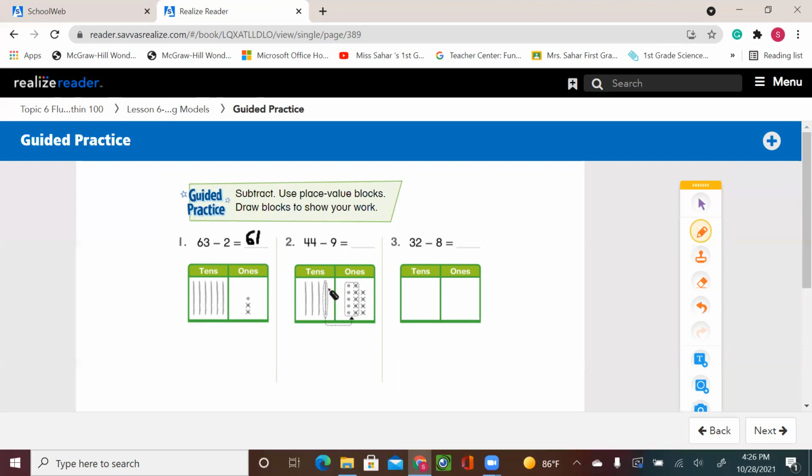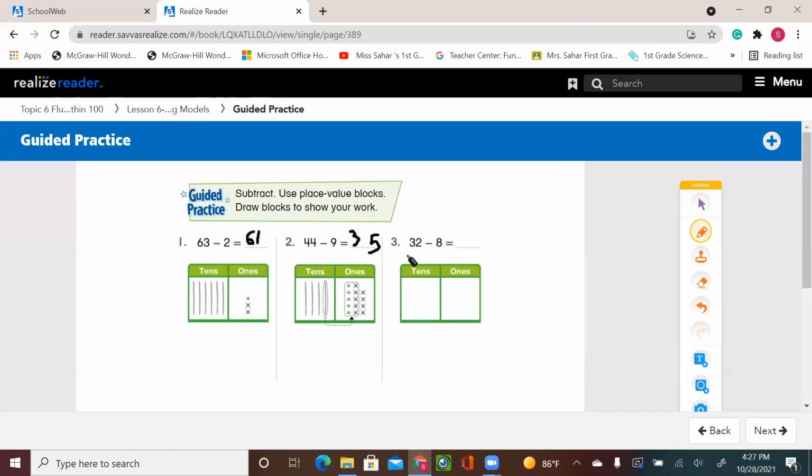When I regroup, I'm going to move 1 ten all the way to the ones, and I'm going to break it. So now I have 10, and I have the 4 ones. Oh, I'm sorry, 14. So I have the 4 and I have the 10. So 14. 14 take away 9 is 5. Very good. And now I look here, I have only 3 tens because 1 ten I already borrowed and I moved it to the ones. So 3 tens.